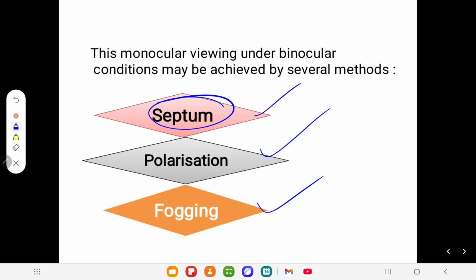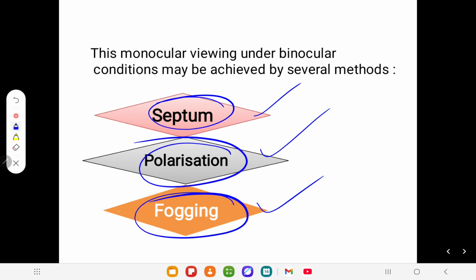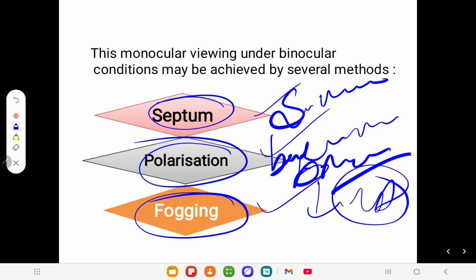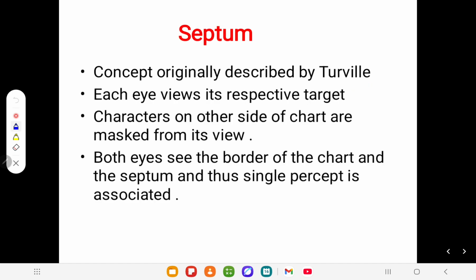By using septum, by using polarization, by using fogging, means decreasing vision of one eye, so that we can do subjective refraction monocularly, but with viewing condition binocular. That's what is called binocular subjective refraction, isn't it? So in case of septum, let's see, I'm going to discuss further introduction. I'm definitely going to delve into septum separately, and fogging separately, and polarization separately. But let's discuss septum, fogging, and polarization for a gross introduction.